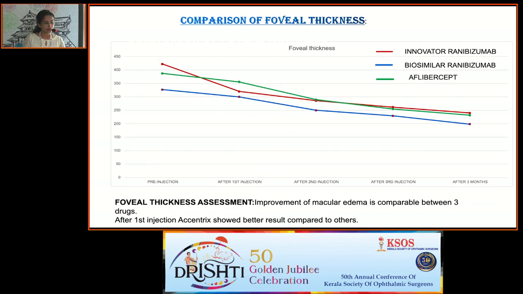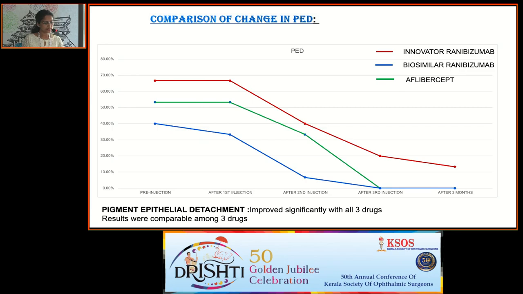For the foveal thickness also, my innovator ranibizumab group had comparatively increased foveal thickness. So that also improved better with the first injection. But at the end of all three injections, all were comparable. Coming to pigment epithelial detachment, the innovator ranibizumab had more patients with pigment epithelial detachment, and second, the aflibercept.